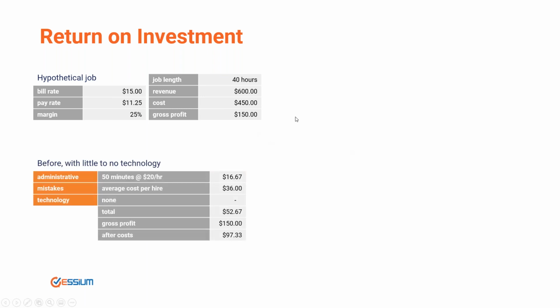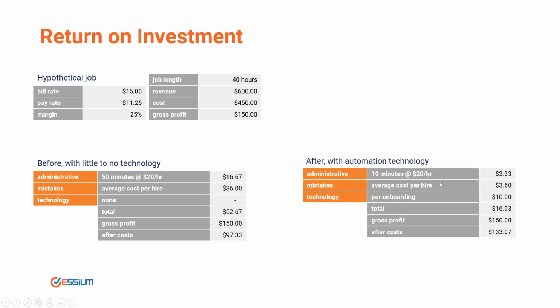And if you look at our costs before technology, we have our administrative cost, that was the 50 minutes, and then we have that 30% of revenue, and I put that at $36 here as an average cost to assign to it. You take that off of your $150, and you're going to be left with $97.